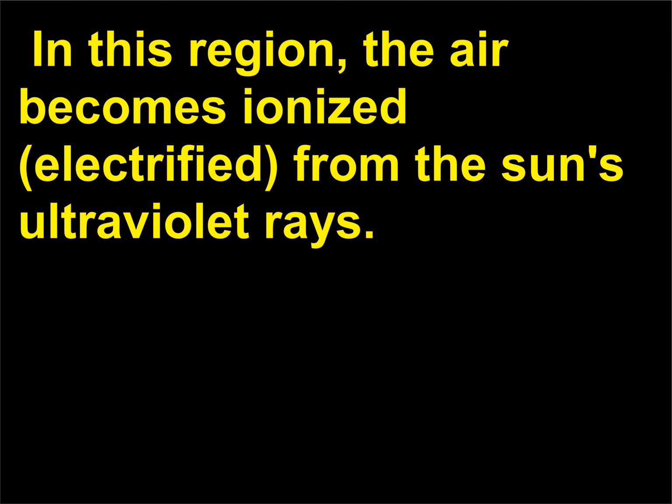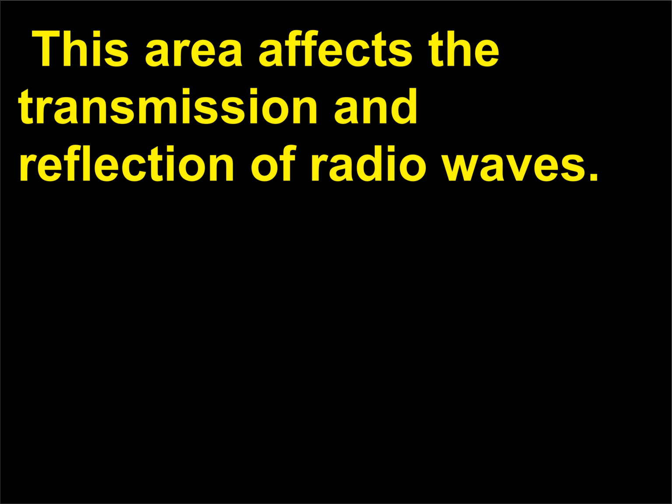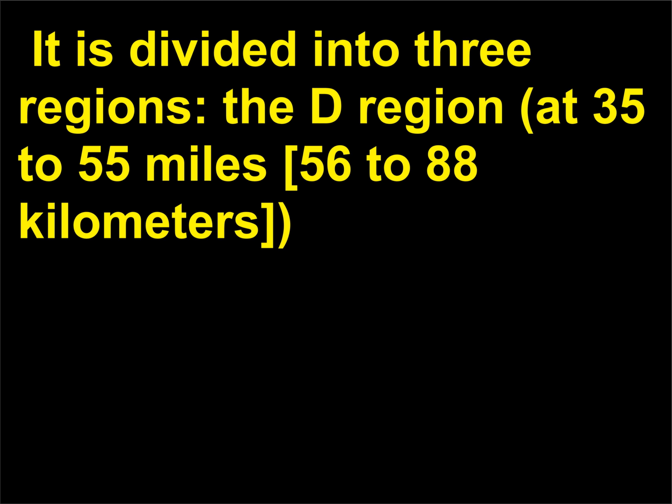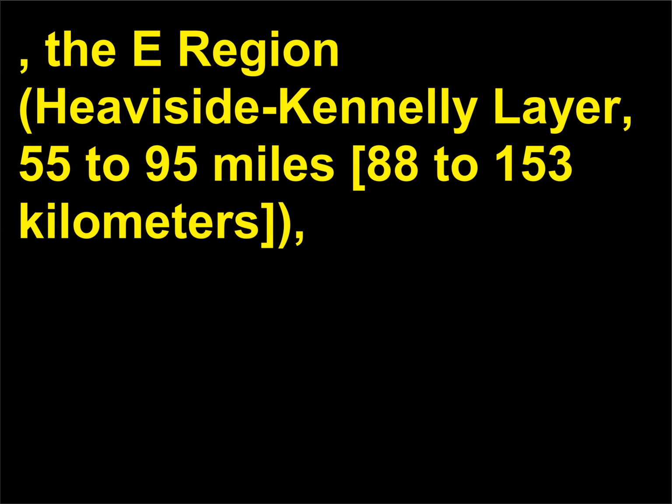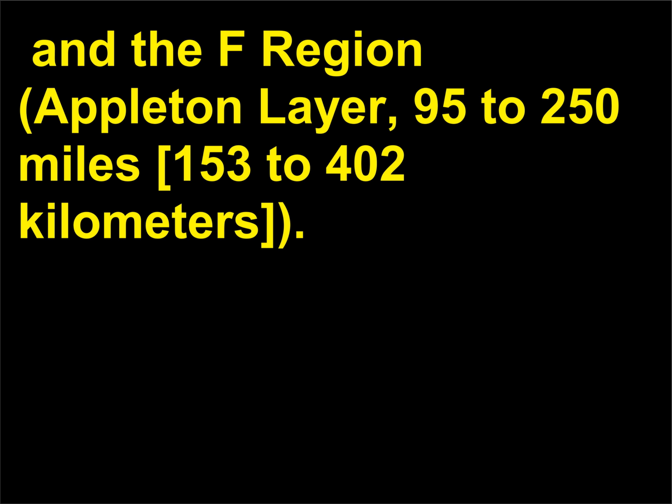In this region, the air becomes ionized, electrified, from the sun's ultraviolet rays. This area affects the transmission and reflection of radio waves. It is divided into 3 regions: the D region, at 35 to 55 miles, 56 to 88 kilometers; the E region, Heaviside layer, 55 to 95 miles, 88 to 153 kilometers; and the F region, Appleton layer, 95 to 250 miles, 153 to 402 kilometers.